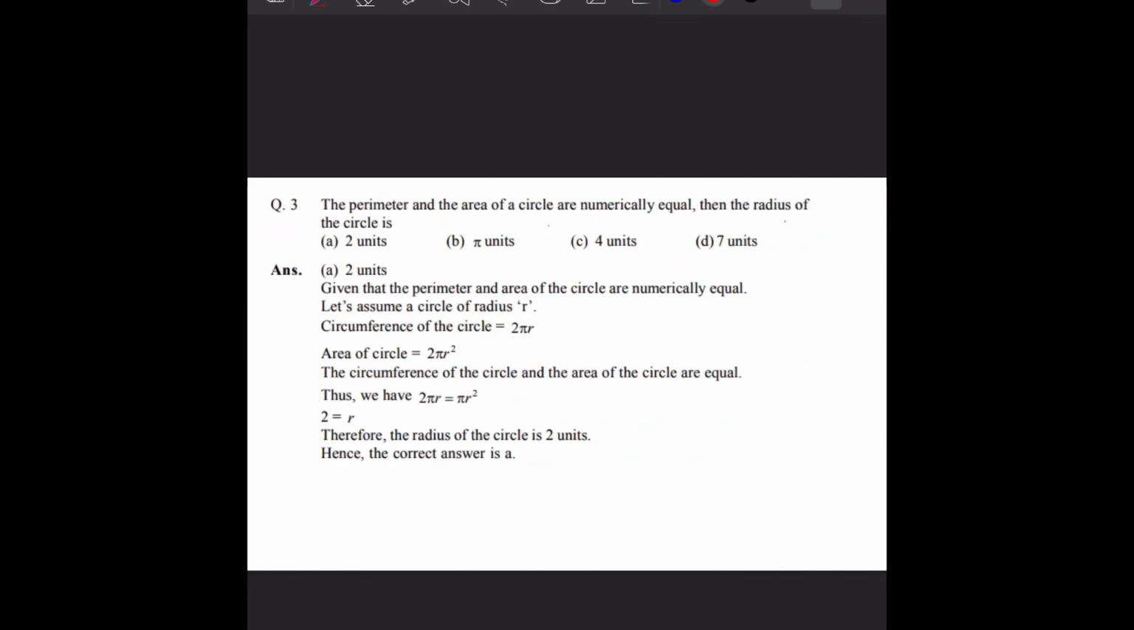Question number 3. The perimeter and the area of the circle are numerically equal, then the radius of the circle is. What is the perimeter of a circle? Perimeter of a circle is nothing but a circumference of a circle. तो एग्जाम में आप लोगों को कंफ्यूज नहीं होना है. पेरीमीटर ऑफ सर्कल का मतलब ही सर्कमफरेंस ऑफ सर्कल होता है, एंड दैट इज 2 पाई आर.